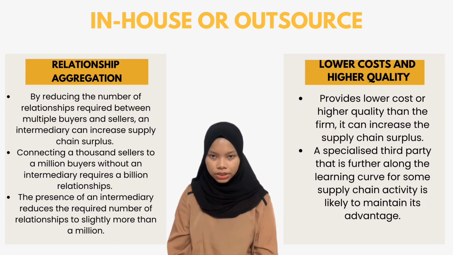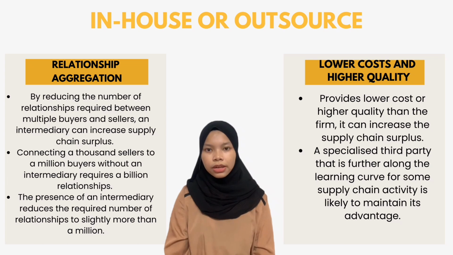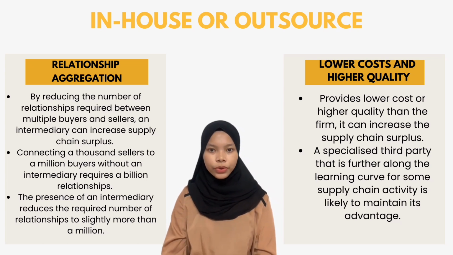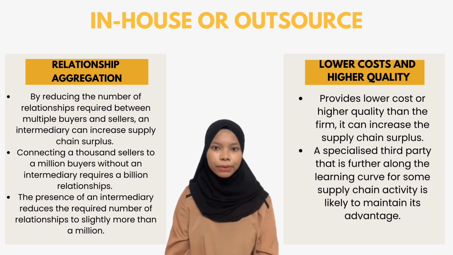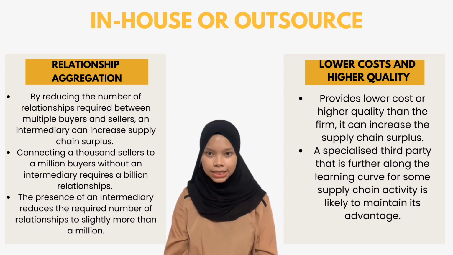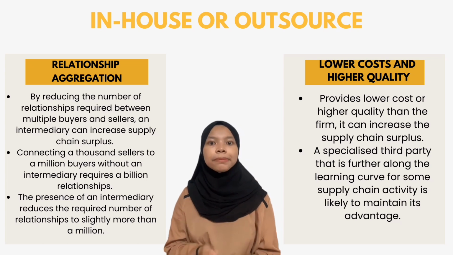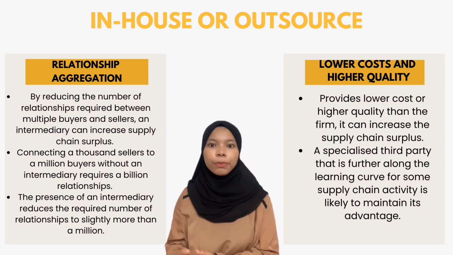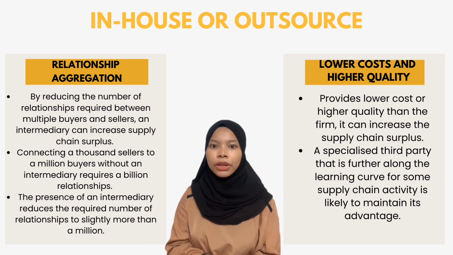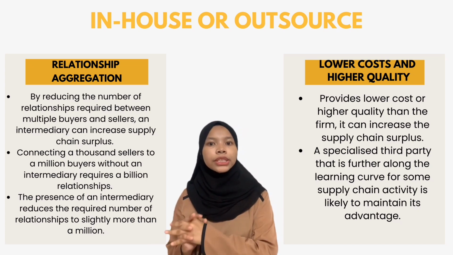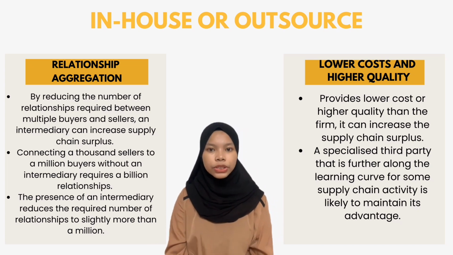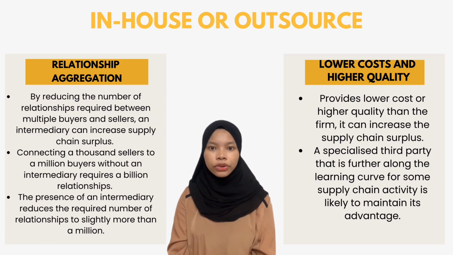Okay, the next one is relationship aggregation. By reducing the number of relationships required between multiple buyers and sellers, an intermediary can increase supply chain surplus. Connecting 1,000 sellers to 1,000,000 buyers without an intermediary requires 1,000,000,000 relationships. The presence of an intermediary reduces the required number of relationships to slightly more than 1,000,000.